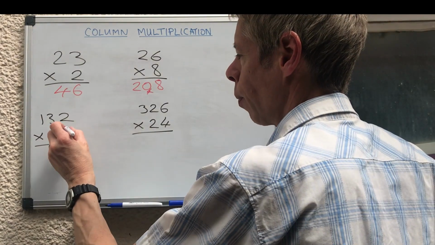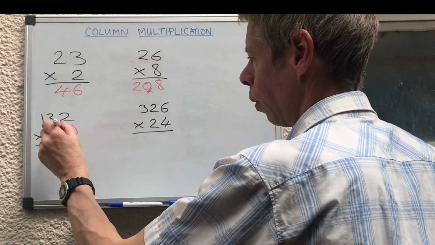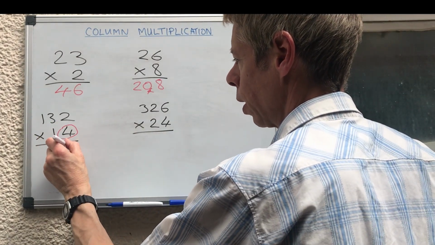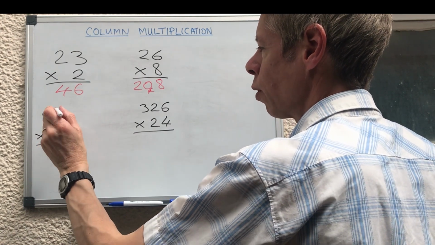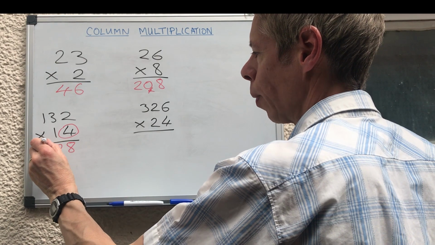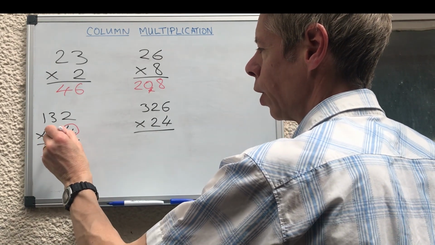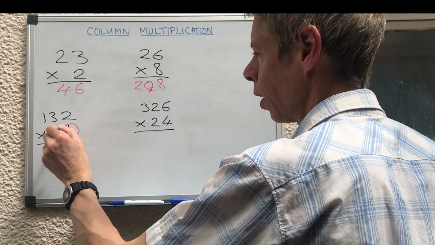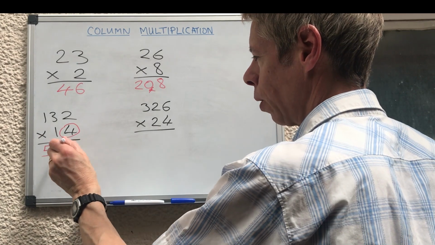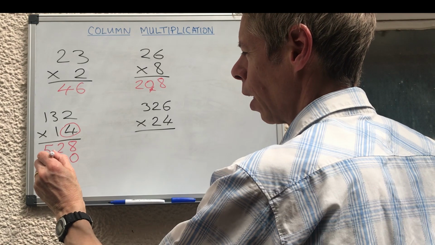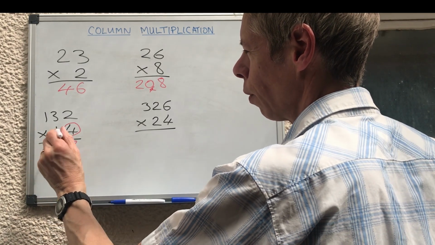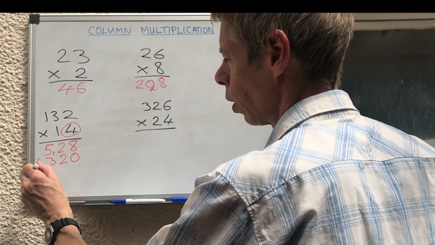Right, on this one, remember we do the 4 times first, then the 1 times. So 4 times 2 is 8. 4 times 3 is 12. 4 times 1 is 4, but add the 1 to make 5. Next we do the 1, but we've got to put in the 0 as our placeholder. So 1 times 2 is 2. 1 times 3 is 3. And as you can see, we've just about left enough room to do 1 times 1 is 1.